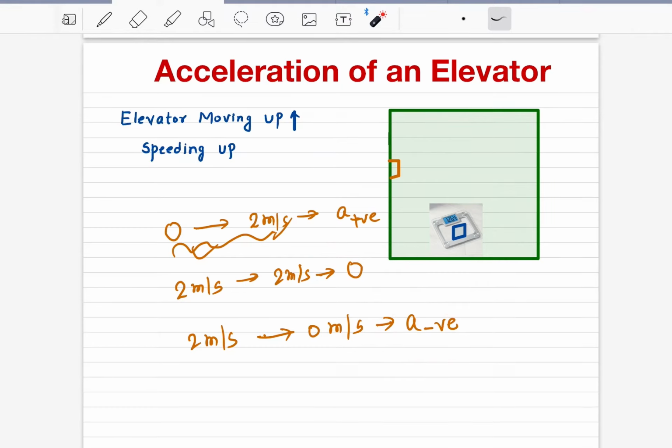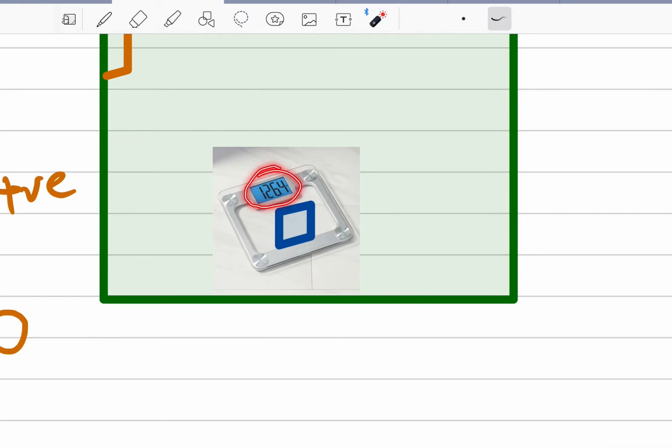Okay, and you should be able to see this, the positive and negative. So how do you do that? You go into an elevator, take a weighing scale, weigh yourself, and keep an eye on the reading here. This reading will first increase and then decrease. Why does this happen? It happens because your apparent weight, what you call your weight or your mass, is in fact just the normal force from the ground, or in this case from the weighing scale.